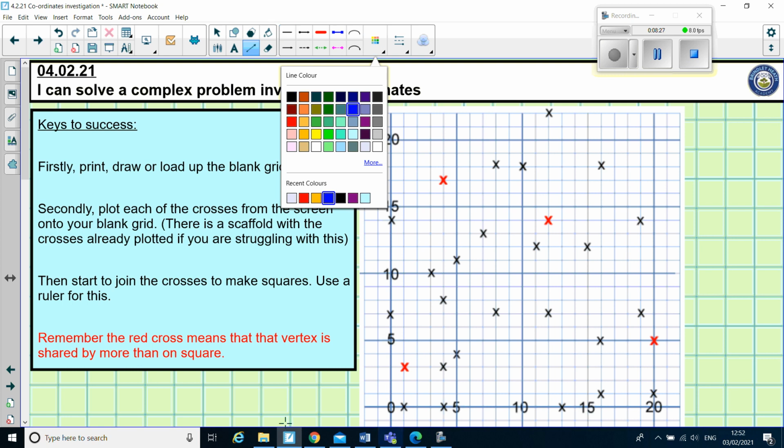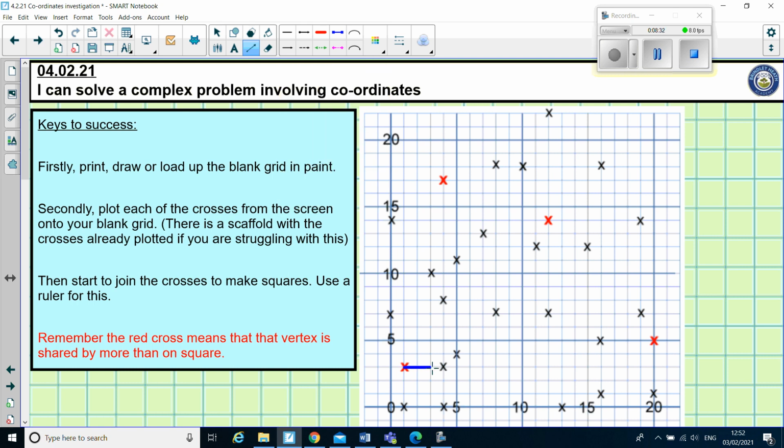You can start anywhere you want on this grid, but when I look at this, I can see straight away in this corner down here, there is a square. Just by looking at those crosses, I can see that's a square. Remember, the red cross means that this square will share its corner with another square. And again, straight away, I can see there's another square here. If I start joining up, I can see there's another square right there. But this time, the square's a little bit wonky.